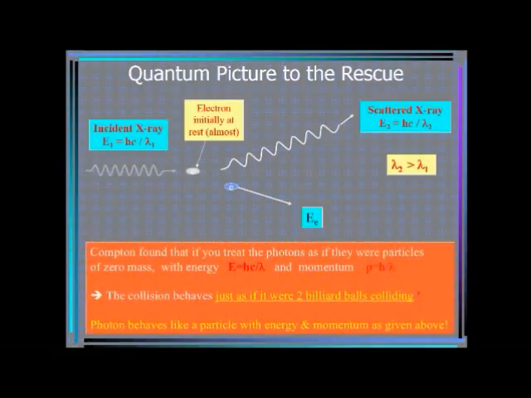So Compton found that if you treat the photon as a particle of zero mass with energy E equals hc by lambda and momentum p equals h by lambda, the problem was solved. The collision behaves just like two billiard balls colliding with each other. You can see one billiard ball strike the other in the middle and they get scattered away. This is just a diagrammatic way of understanding. So this shows that photons behave as particles with energy and momentum, and the photoelectric effect also gave the same conclusion.